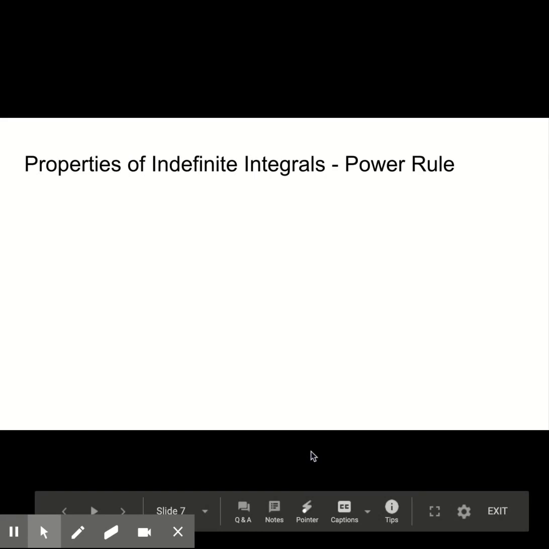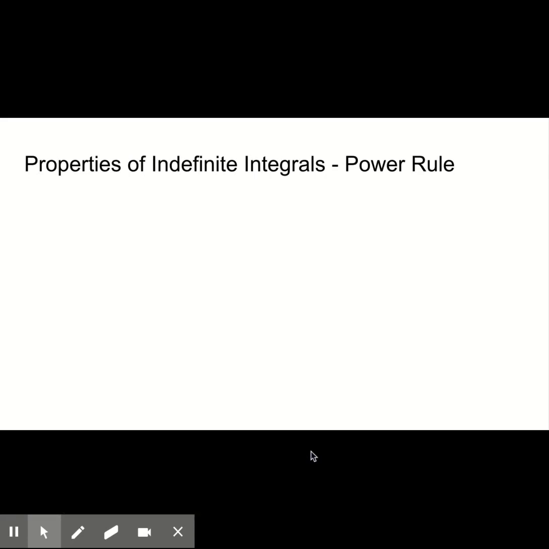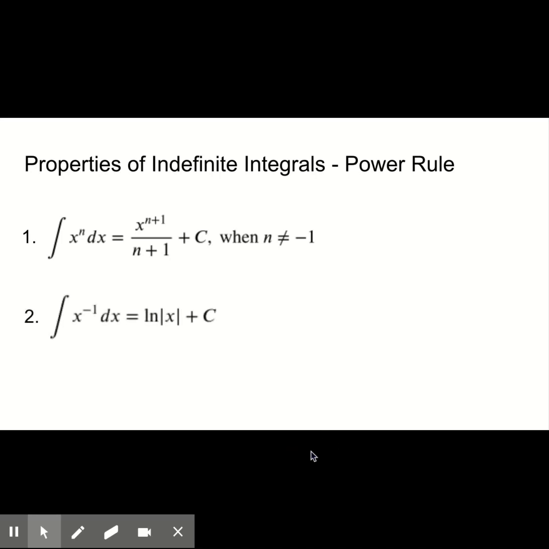Using this new language and notation for the rules we wrote from the discussion board, number 1, the integral of x to the n dx equals x to the n plus 1 all over n plus 1 plus c, where n doesn't equal negative 1. And 2, the integral of x to the negative 1 dx equals the natural log of the absolute value of x plus c. Pause the video to copy down the first two properties of indefinite integrals on your capture sheet.